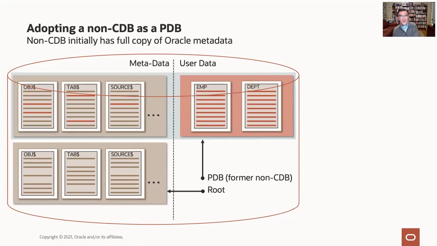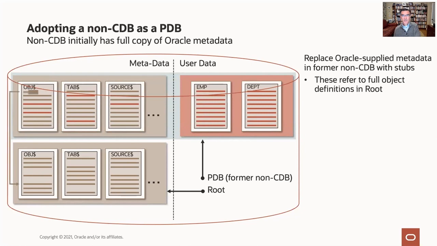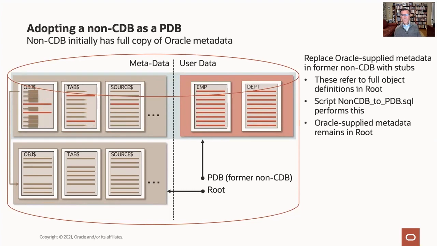It grew up in the old architecture where all that metadata was intermingled. So initially, its data dictionary includes a full copy of the Oracle-supplied metadata. This needs to be replaced with the stubs I described earlier. Now, it's the script non-CDB to PDB that performs this. After this is run, we have the desired horizontally partitioned data dictionary. Now, none of this is new in 21C or 19C for that matter. What's new is the faster, easier part.